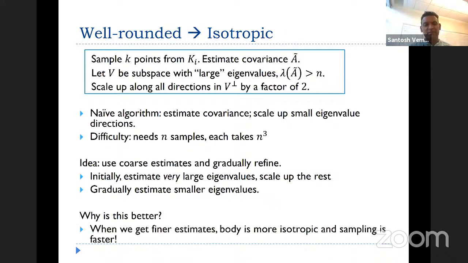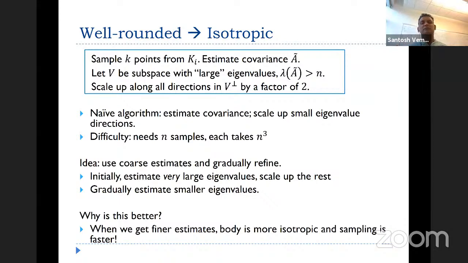Okay, why is this better? Well, the reason is this. As we make it more isotropic, sampling will be faster. You can't see this from the trace alone. So we'll need a more refined analysis of the sampling itself for well-rounded bodies. We'll get there. But the point is going to be roughly this.